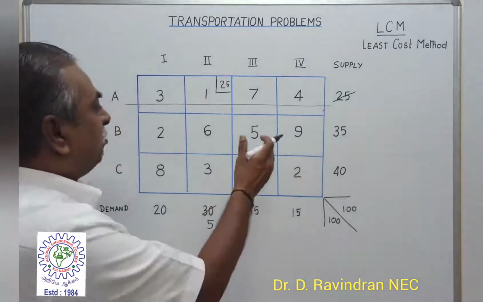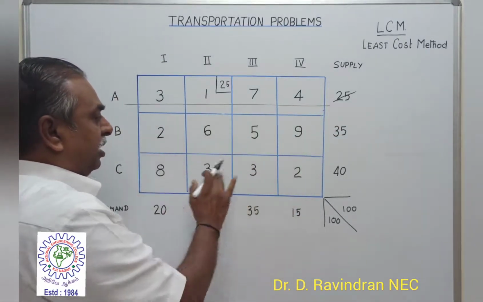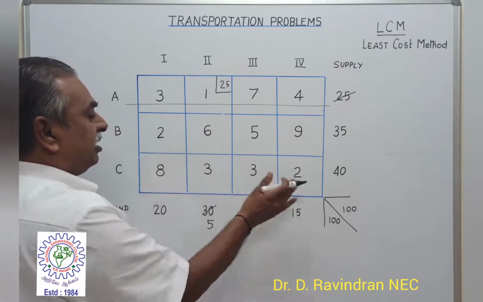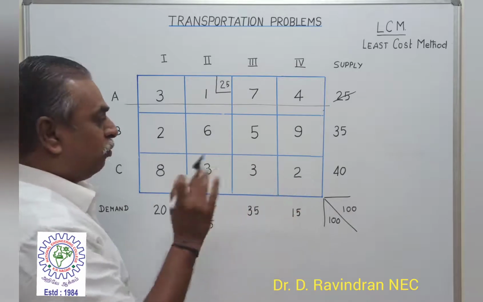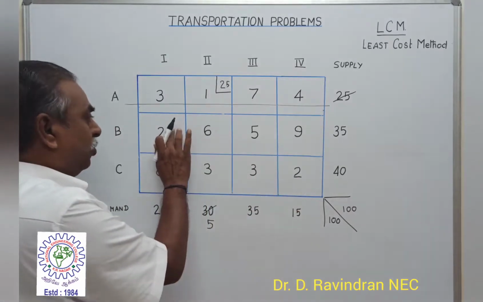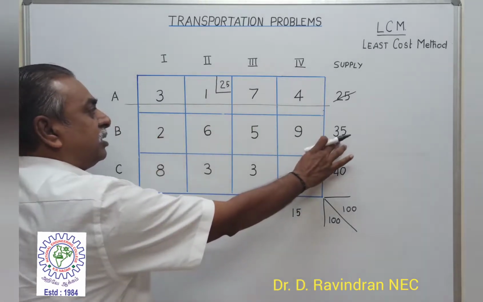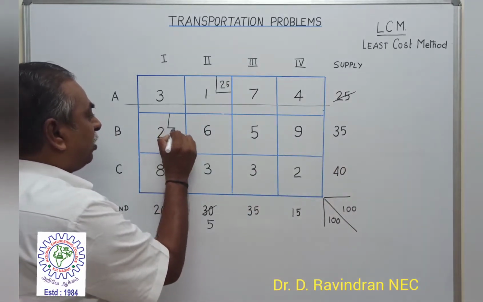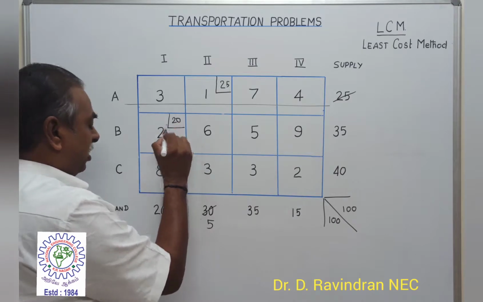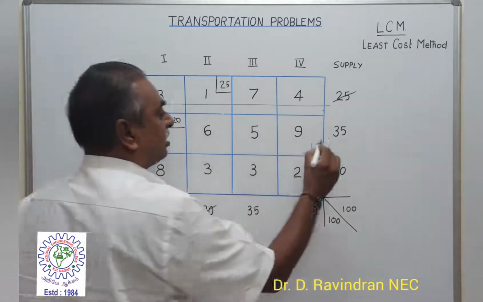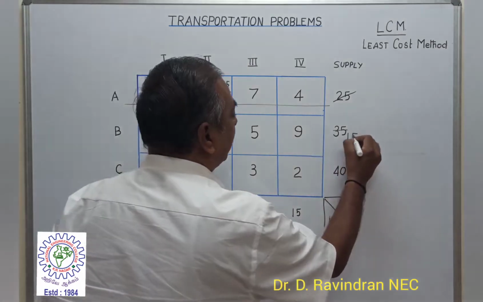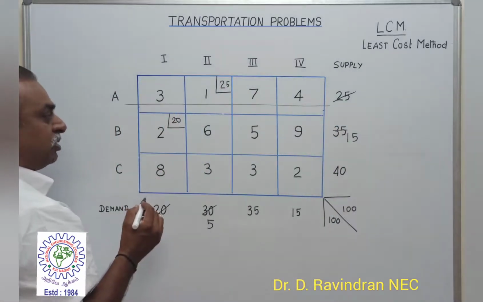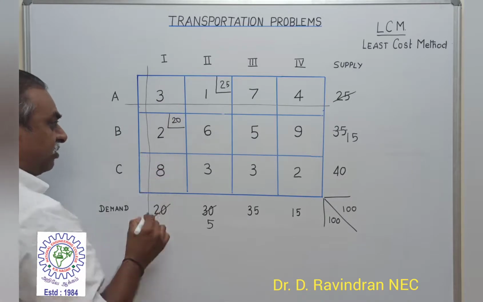Next we will come to the other elements and find the minimum element. Here there are 2 such elements, so we can arbitrarily choose any one. Let us consider this 2. Here the supply is 35 and the demand is 20. So we can allocate only 20 units here so that this will be completely exhausted, and then 15 units are remaining. Now since the column requirement is satisfied, we can strike off this column.